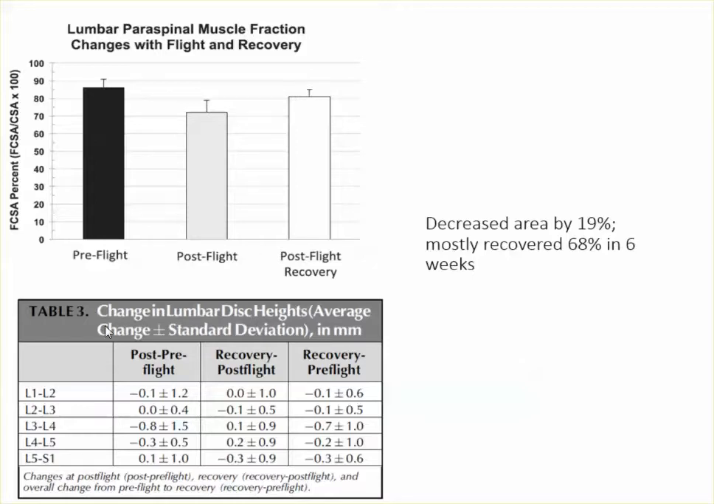The bottom is the disc height. They measured the disc height, and they found that there was no change at all in the disc heights, which is contrary to previous studies. So some people think maybe when they came back, they didn't have cervical lordosis, kyphosis, and lordosis, the curve, and they were just straighter. That's the theory. Maybe they just lost their curvature and then it just normalized.